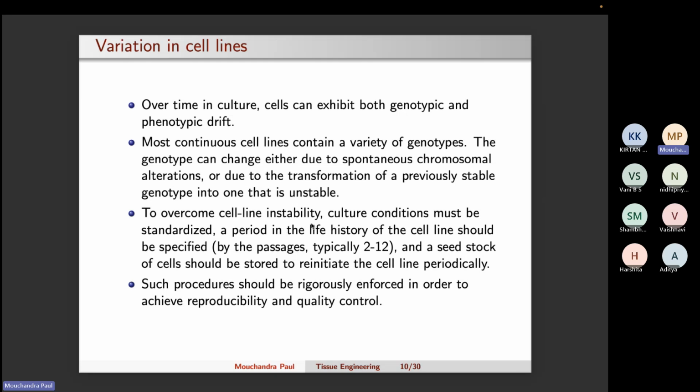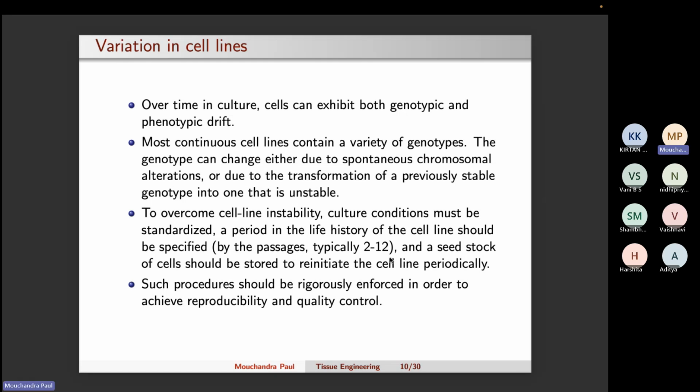To overcome this cell line instability or genetic instability, what one should do is use standardized cell culture conditions. These standardized conditions should be maintained throughout the period you are working with the cell. So if the cell is capable of going through 12 passages, you have to maintain the same culture conditions for that cell, so that you do not cause genetic instability in your cell line.